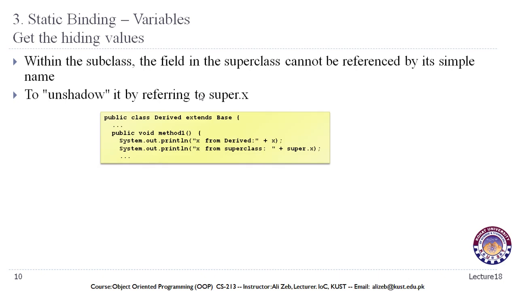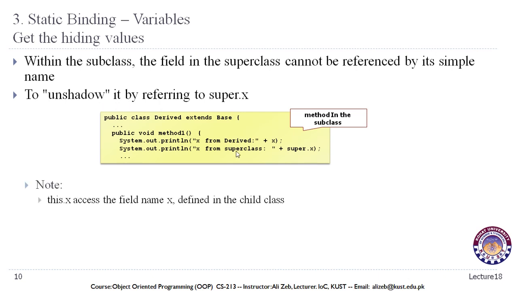So now we have a class derived that extends the base class, and if you want to print the value of the variable that has been declared in the subclass as well as the variable x declared in the superclass, this is how we can do this. x from the derived class will be accessed directly, and then x from the superclass will be accessed with the help of the super keyword. So this is how we can unshadow or access the variable from the superclass.